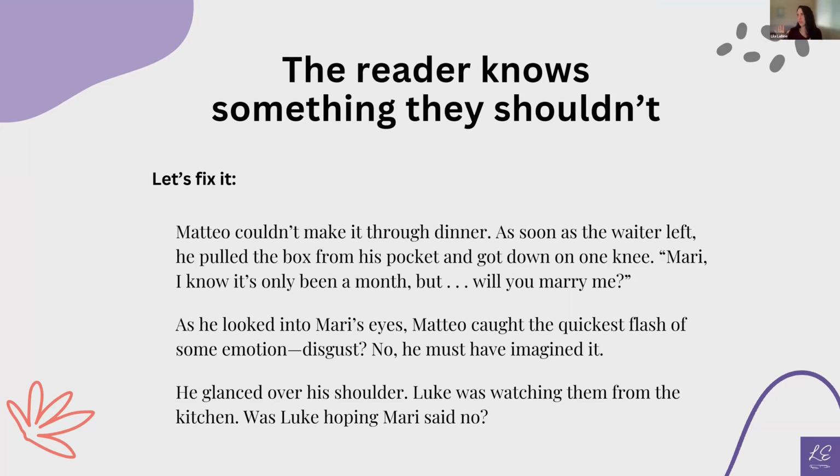So there, the author changed it so that Mateo is looking over his shoulder and can see Luke. So that makes more sense because then we're still from Mateo's point of view, in his perspective. Now, there's no way the author can tell the readers that Luke is noticing the disgust on Mari's face, but the readers can feel whatever Mateo is thinking or guessing about what Luke is thinking.